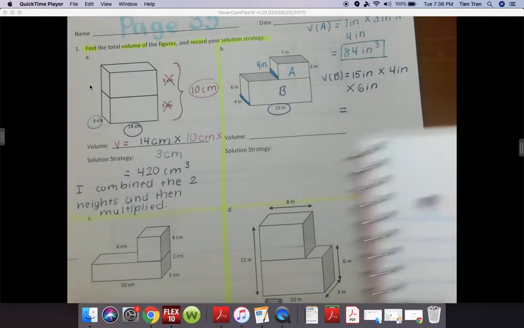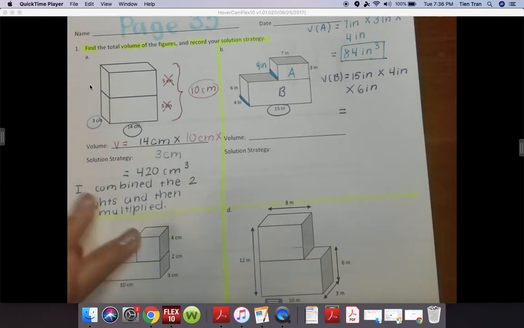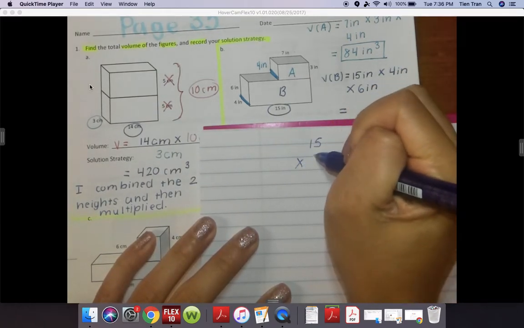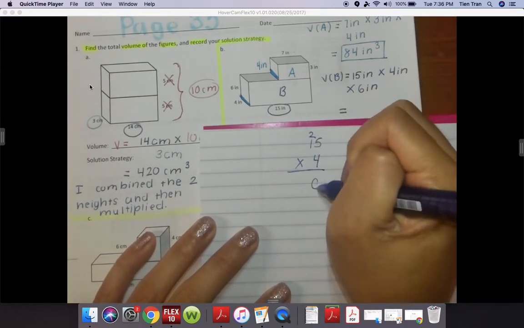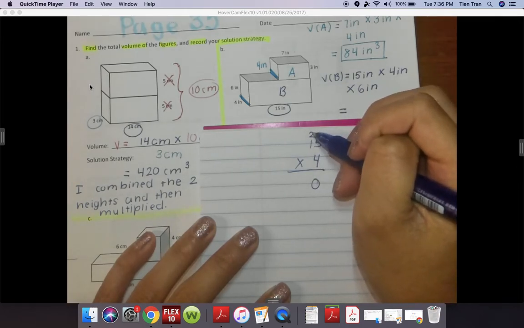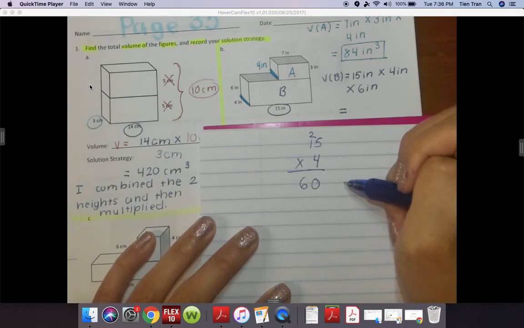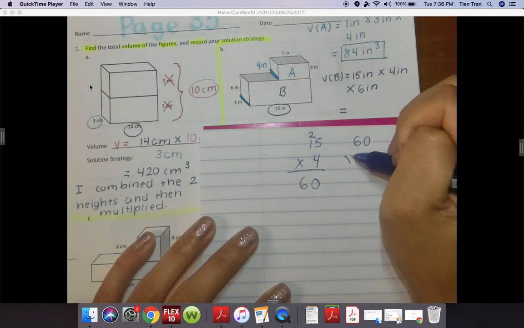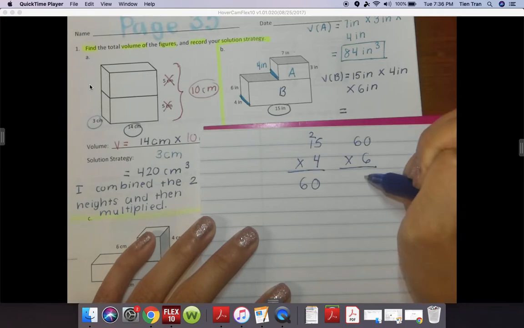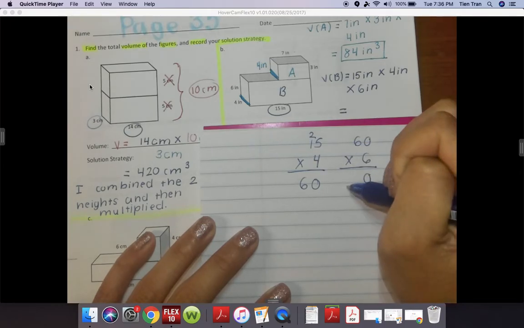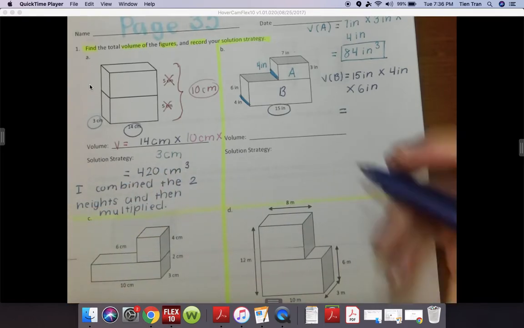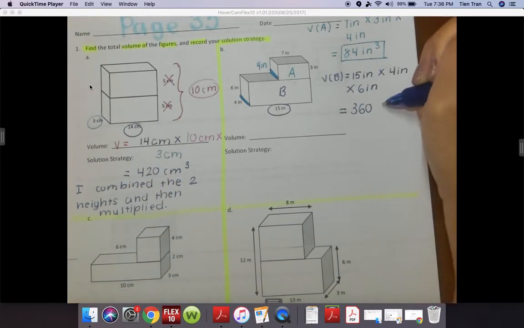Now, first thing I'm going to do is I'm going to multiply these two numbers right here. I have 15 and 4. I know that 5 times 4 is 20. 4 times 1 is 4, plus 2 is 6, so I get 60. Once I get 60, I'm going to multiply times 6. 0 times 6 is 0, and 6 times 6 is equal to 36. So my final answer is 360 inches cubed.